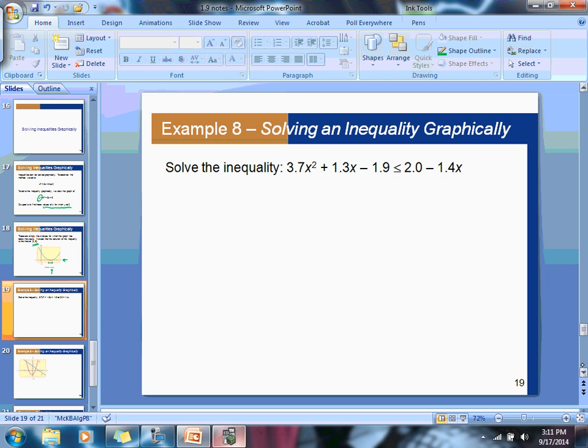But when you have a problem like this, you can do it in your graphing calculator and get your solutions. And there's two ways that you can solve this inequality. One way is really nice, really straightforward.